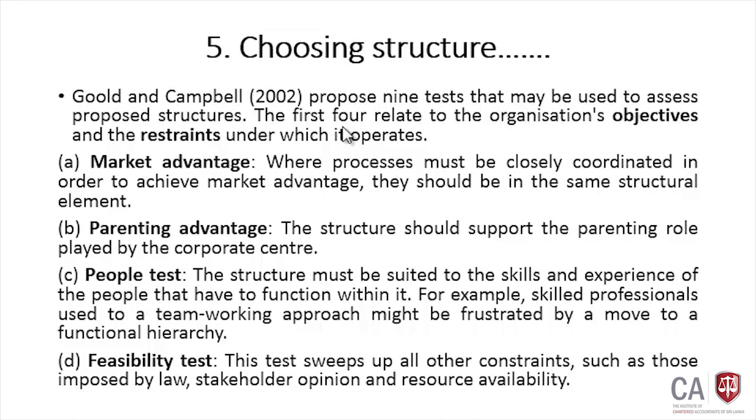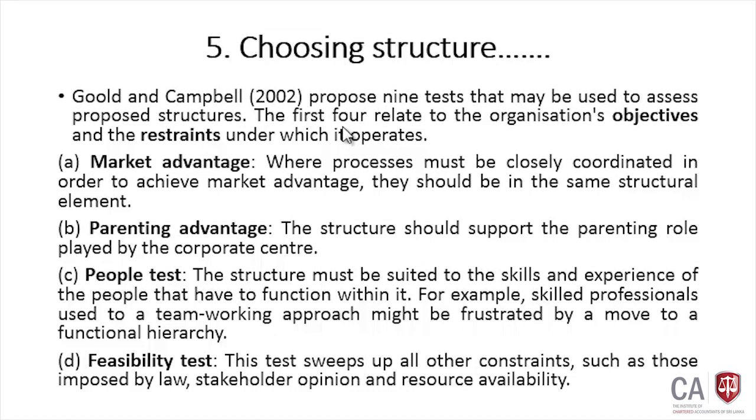Then parenting advantage. This is the role of the parent played by the corporate center. This is relevant to a group of companies. So if you are selecting a structure for a group of companies, the individual unit structure should support the parent's job. Then C, people test. The structure must be suited to the skills and experience of the people that have to function within it. For example, skilled professionals used to a team working approach might be frustrated by a move to a functional hierarchy. So you should have a structure that helps to use the skills and experience of the people in the organization.